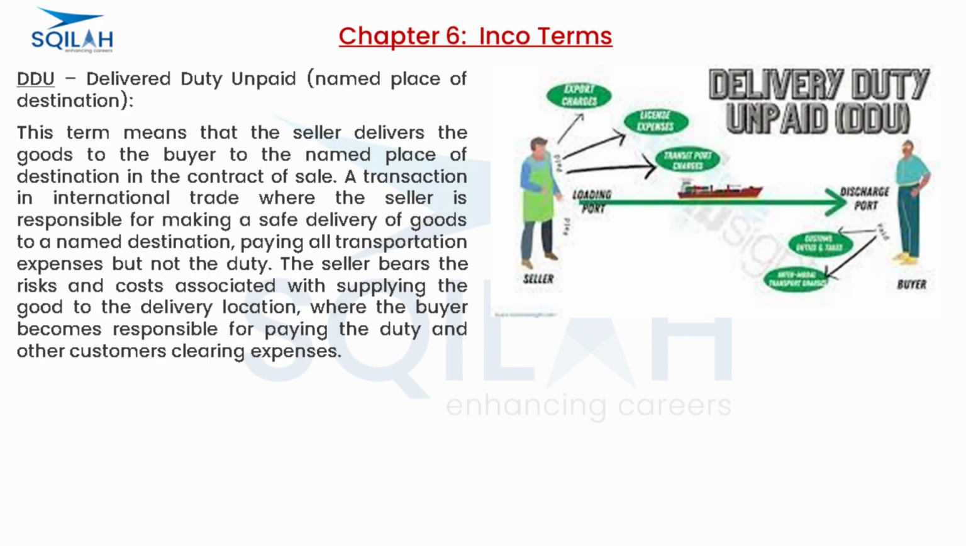This term means that the seller delivers the goods to the buyer to the named place of destination in the contract of sale. A transaction in international trade where the seller is responsible for making a safe delivery of goods to a named destination, paying all transportation expenses but not the duty. The seller bears the risks and costs associated with supplying the goods to the delivery location, where the buyer becomes responsible for paying the duty and other customs clearing expenses.